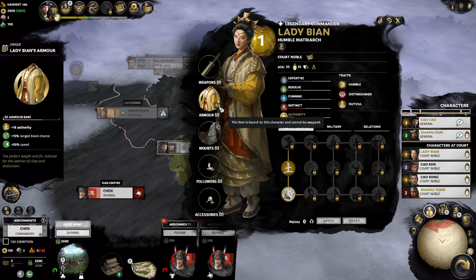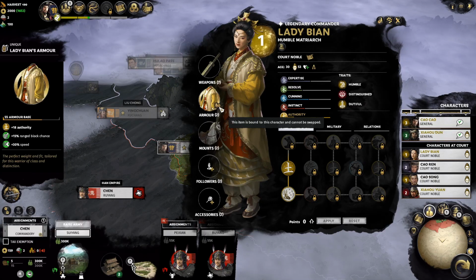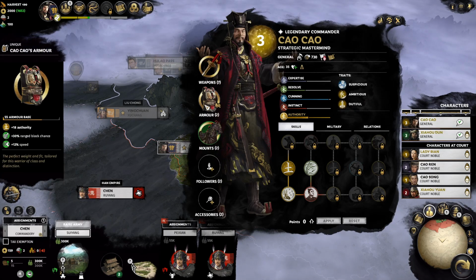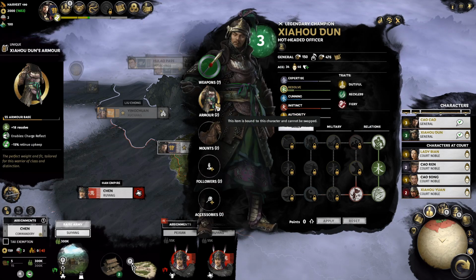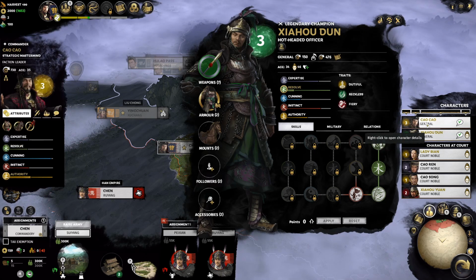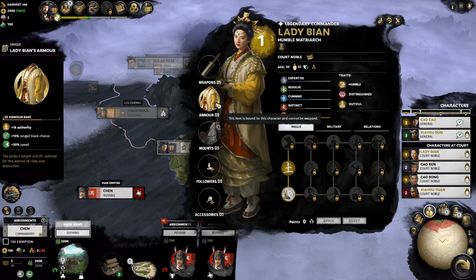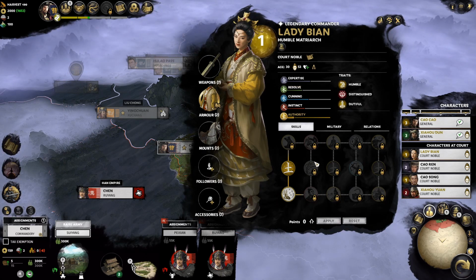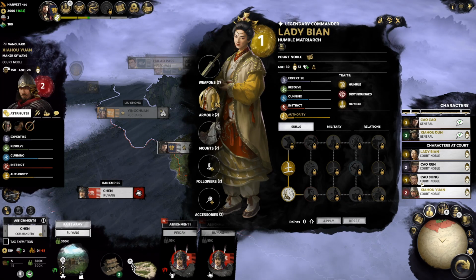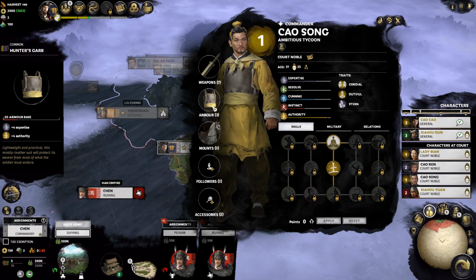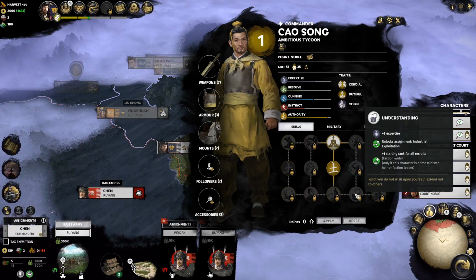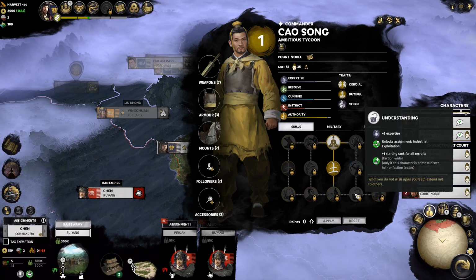So if you see that they have a gold armor, especially with the Kirin symbol, and the armor is named Lady Bian's armor, or Cao Cao's armor, or Xiahou Dun's armor, then this art is unique and this character is unique. And in our case, Lady Bian, despite having the unique armor, actually doesn't have a unique skill tree, but we can locate the same exact 4 skills down here. Cao Song, our father, who does not have the armor and is therefore a generic general, also has these same 4 skills, which make commanders just really great.